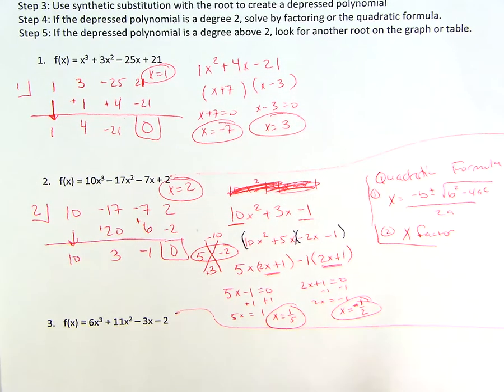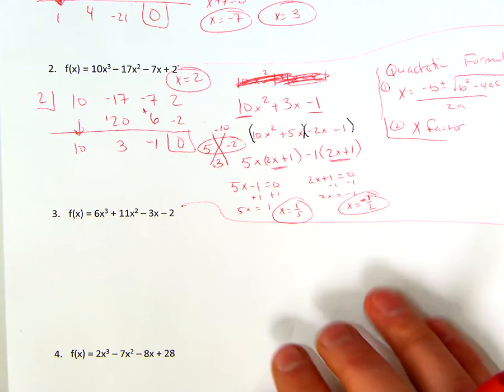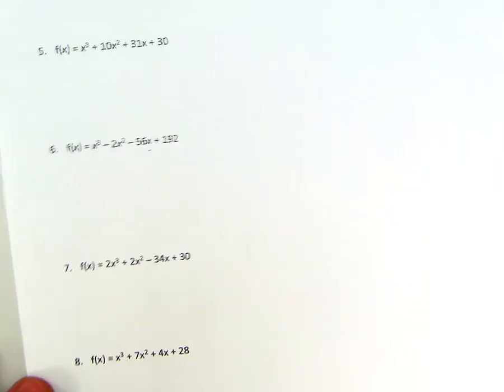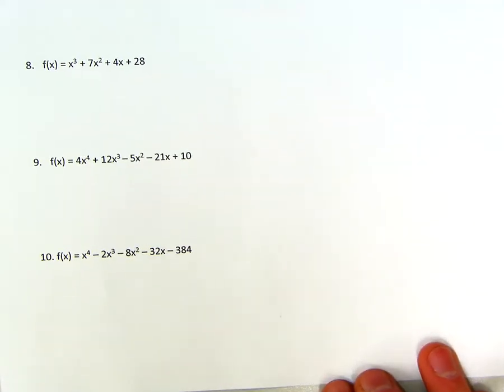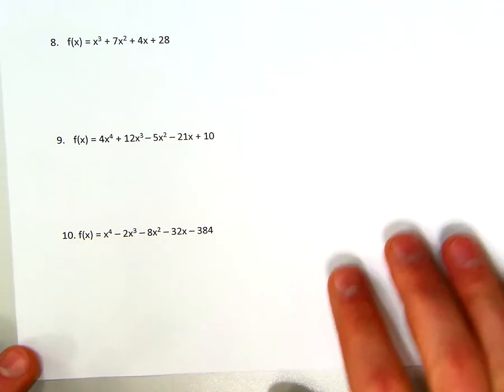Three and 4, you will have a sheet like this tomorrow. 3 and 4, you'll do as homework. 5 is the same way, 6 is the same way, 7 is the same way, 8 is the same way. 9 and 10, notice it starts with x to the 4th. So let's talk about how we would do something like that.